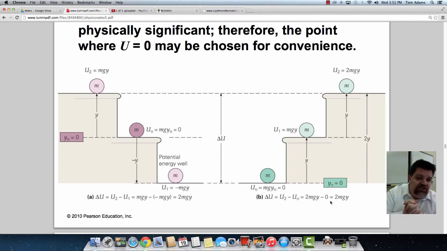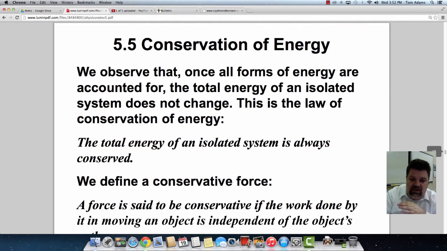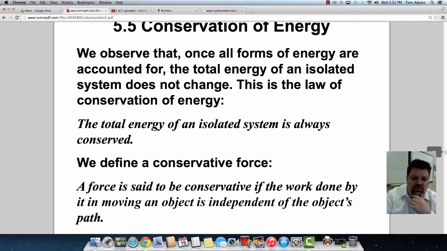Conservation of energy basically states that if we observe that all the forms of energy are accounted for, the total energy of an isolated system does not change. This is the law of conservation of energy. So the total energy of an isolated system is always conserved. We define a force as conservative if the work done in moving an object is independent of the object's path.